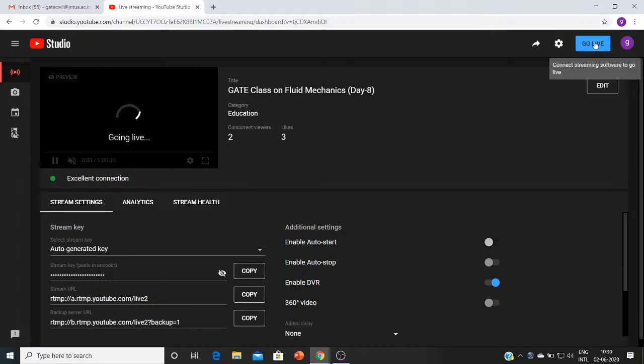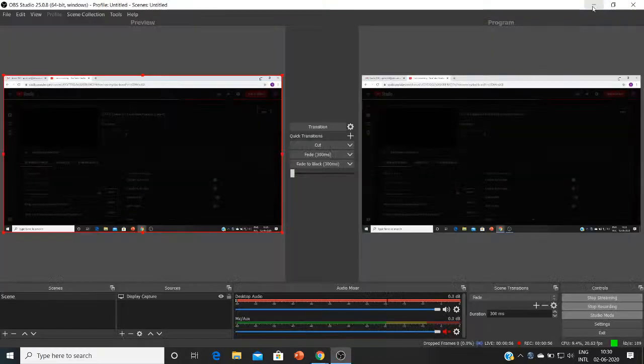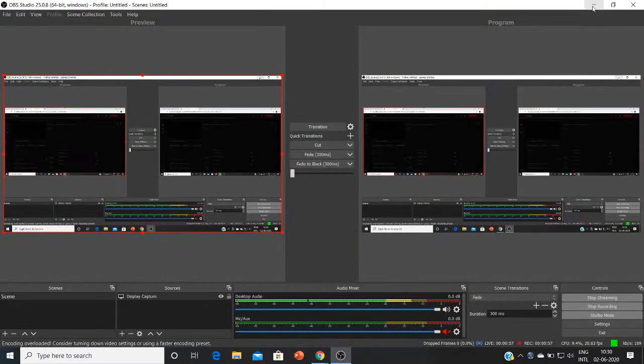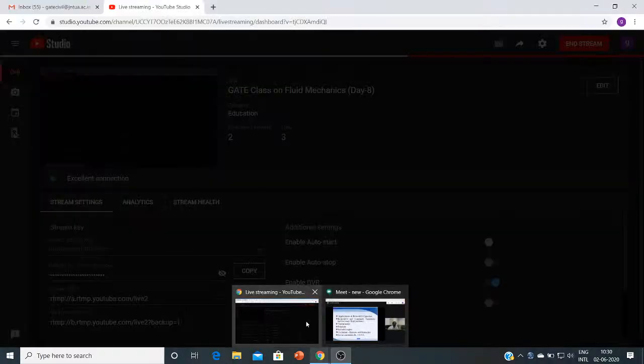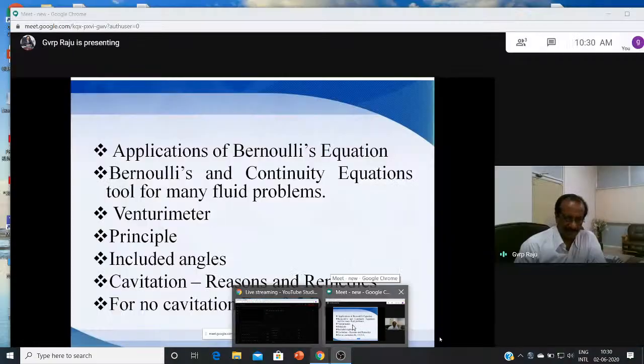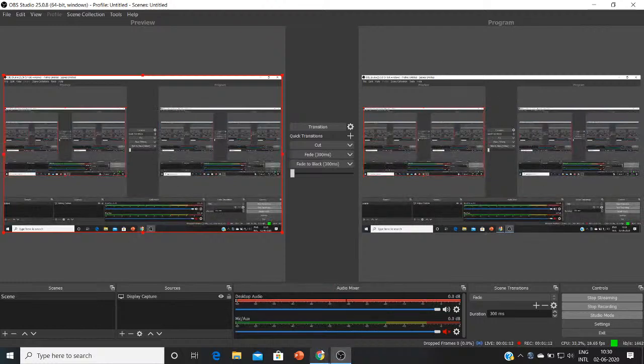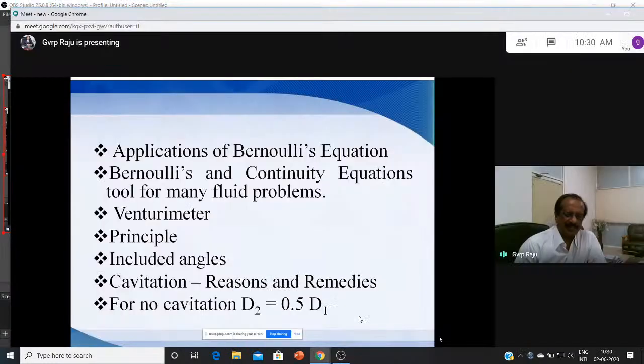Bernoulli's and continuity equations are very powerful tools for solving many fluid problems. So we have discussed the venturi meter. The purpose of the venturi meter is to find the rate of flow of fluid through pipes. The principle involved is that by reducing the cross-section area, a pressure difference is created. By measuring the pressure difference, one can find the discharge through the pipeline.